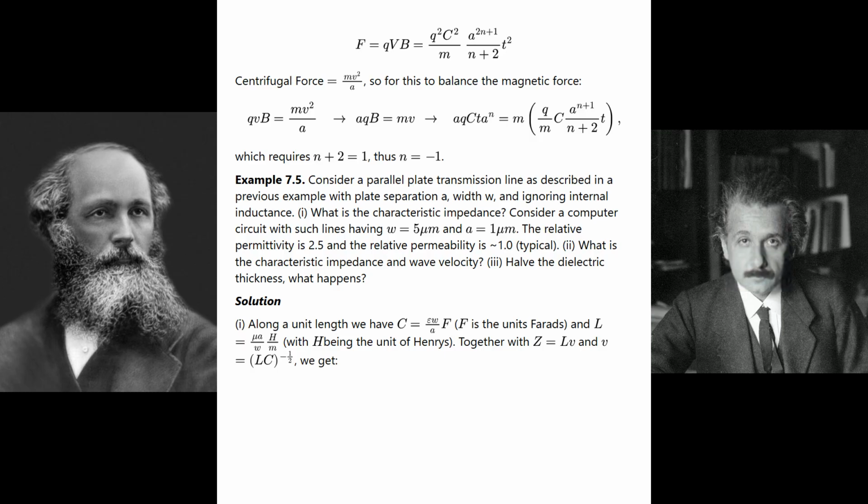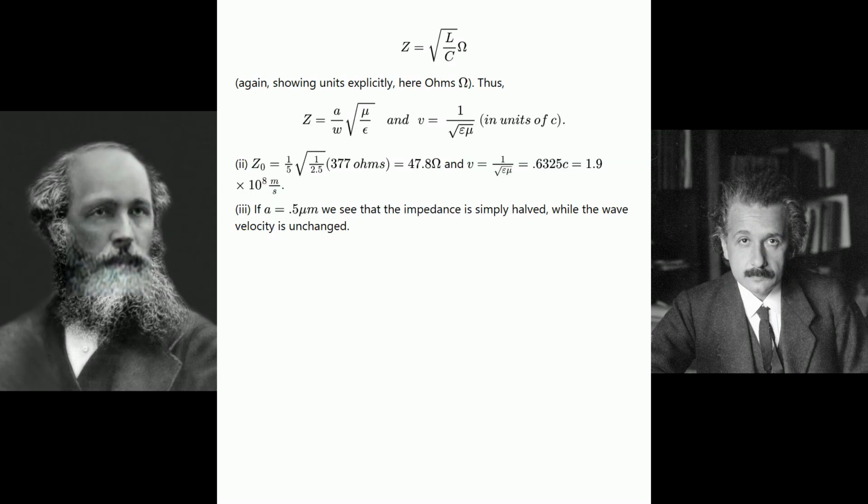Solution. Along a unit length we have C equals epsilon w over a, with F (farads) as the units, and L equals mu a over w, with H/m (henries per meter) as the units. Together with Z equals square root of L over C and v equals (LC) raised to the negative 1/2 power, we get the following. Again, showing units explicitly, here in ohms. Thus, see the equation shown.